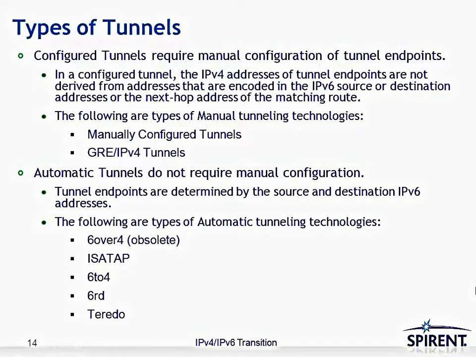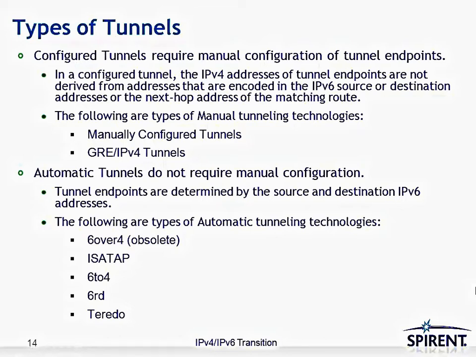Automatic tunnels do not require manual configuration. The tunnel endpoints are automatically determined by looking at the source and destination IPv6 addresses having embedded IPv4 addresses. Embedded IPv4 addresses in IPv6 addresses are often referred to as compatibility addresses. The following are types of automatic tunneling technologies.